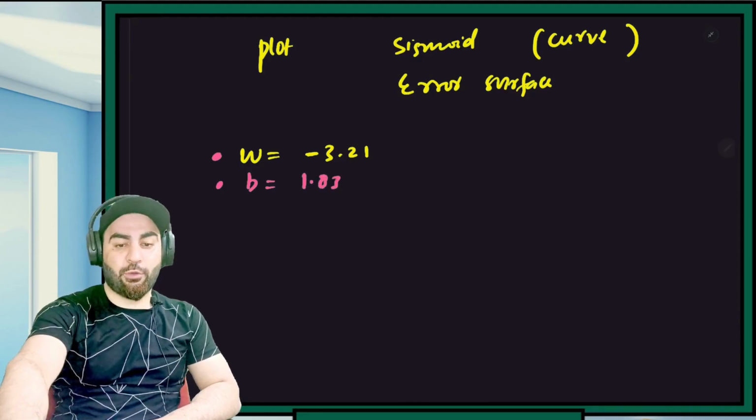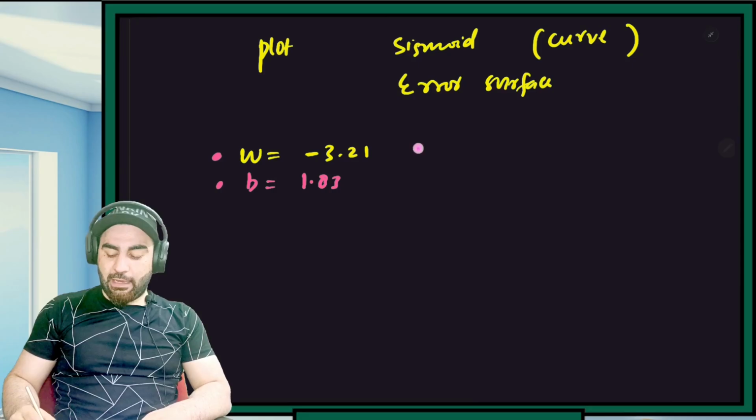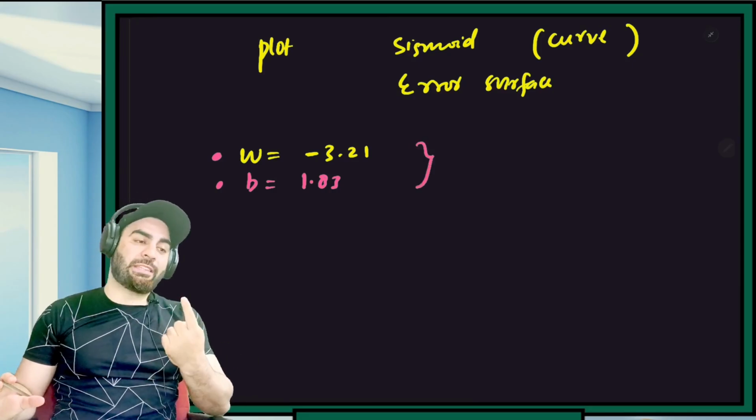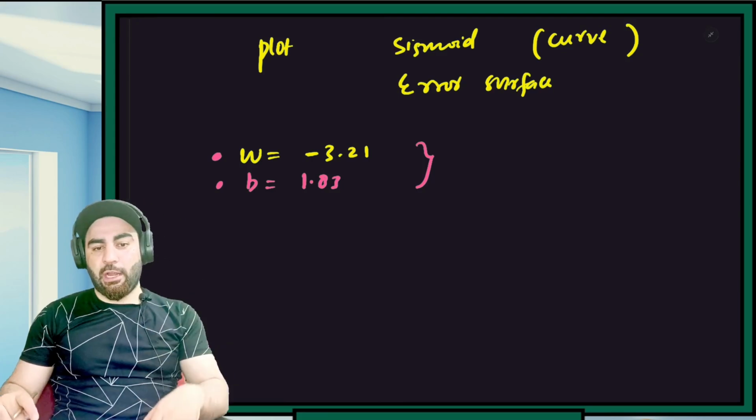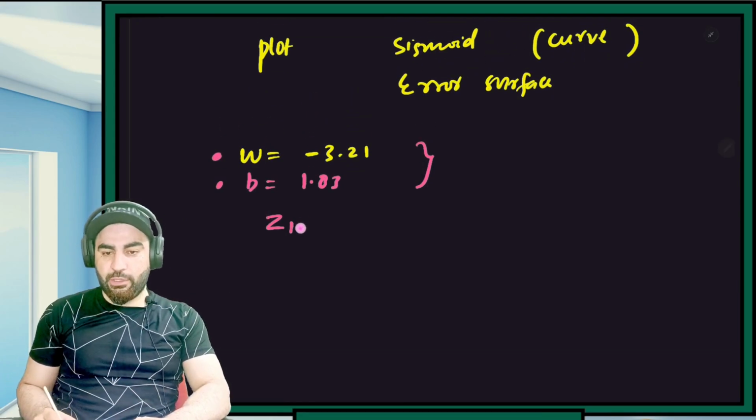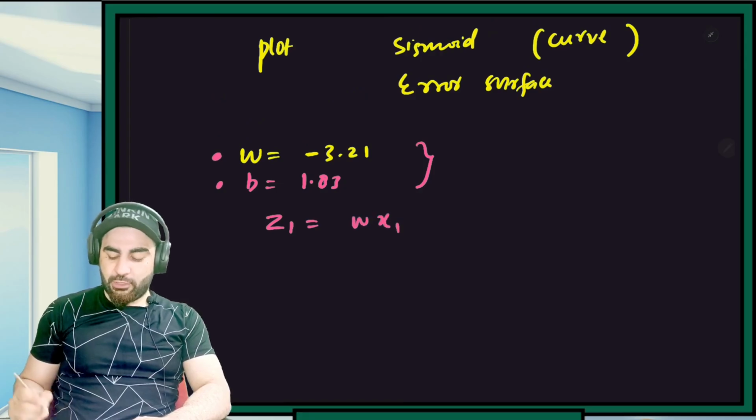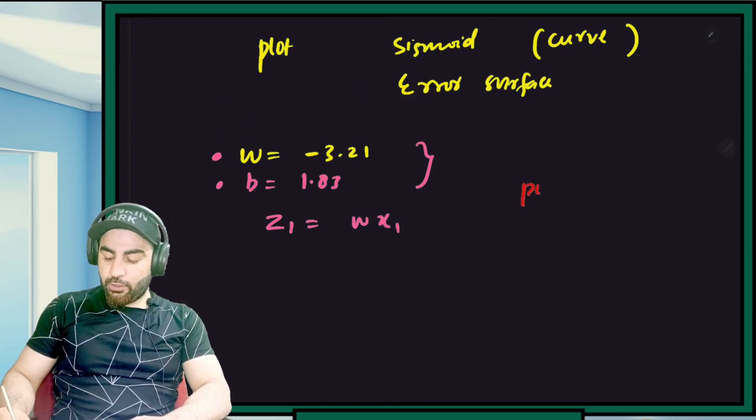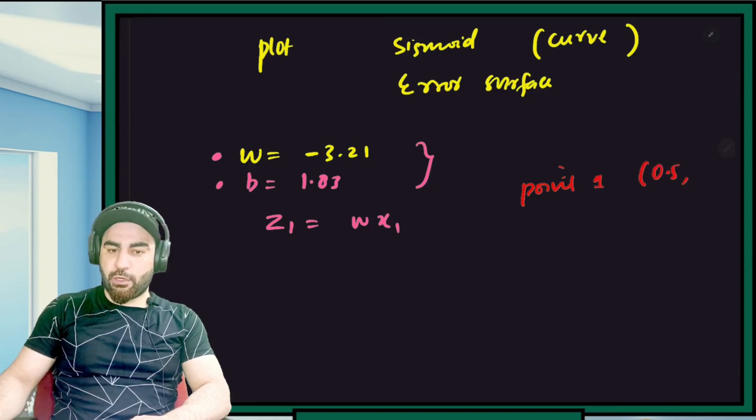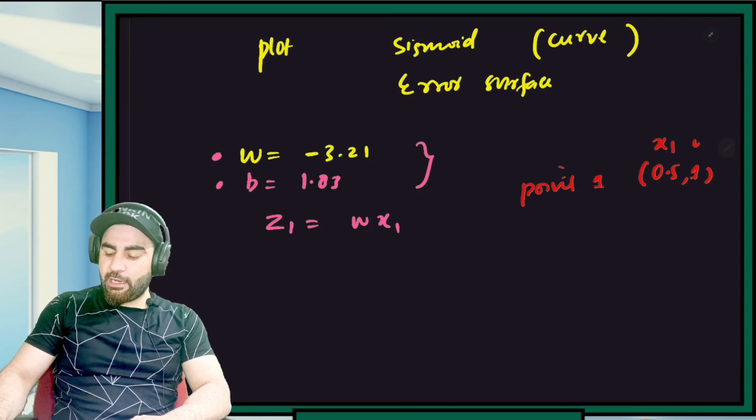So this is what we want to do. How will the algorithm start? Let's suppose these are the random weights and biases. I'll just show you one step, and subsequent steps you can do accordingly. Now we'll do this linear combination. We'll compute z1, which is w x1. z1 basically means for point 1, where x1 is 0.5 and its corresponding y1 is 1. So this is the x1 feature and we have y1.